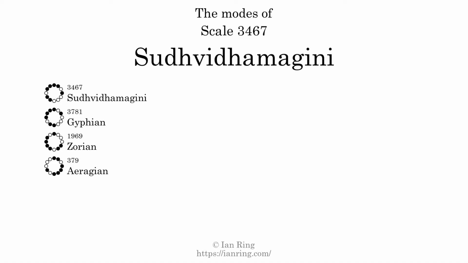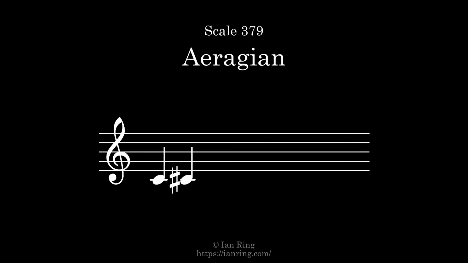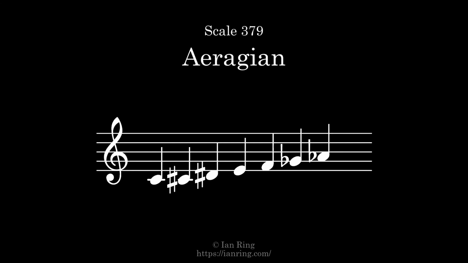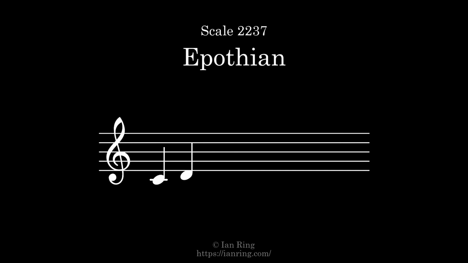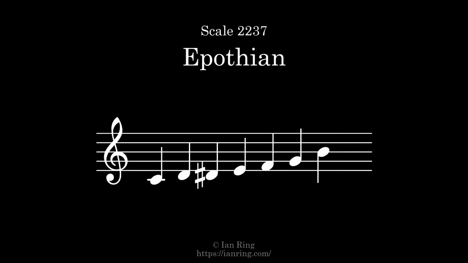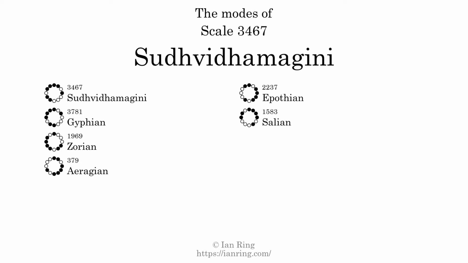The fourth mode is scale 379, also known as Arajan. It sounds like this. The fifth mode is scale 2237, also known as Apotheon. It sounds like this. The sixth mode is scale 1583, also known as Salim. It sounds like this.